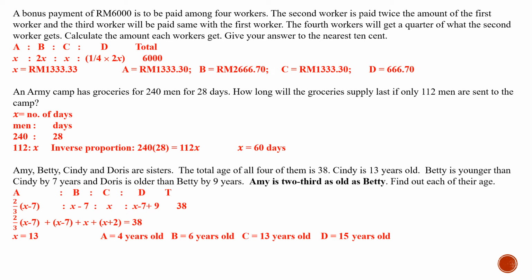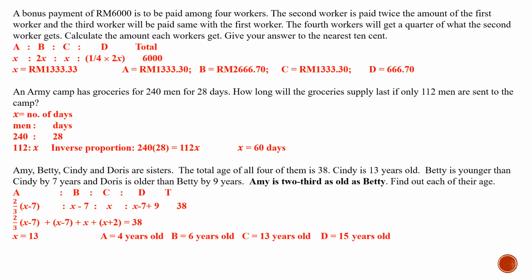The second one here, some of you got this wrong because this is inverse proportion. When the number of men increases, the days will decrease. So you will use inverse proportion to solve it. The next one: Amy, Betty, Cindy, Doris are sisters. This also is actually an algebra question, but I've just included it here. So don't worry if you had trouble doing this, because we will go through it again in chapter 6. I just wanted to put it here because as you're exposed to more difficult questions, it will become easier for you.